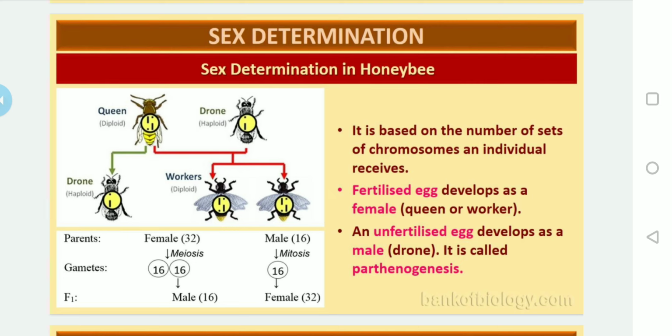Okay, and an offspring formed from the fertilization of a sperm and an egg develops into one of two possibilities, either queen or worker, both are females. An unfertilized egg develops into a male, that is what we call a drone. So that is by means of parthenogenesis. Where did we discuss this parthenogenesis, do you remember?